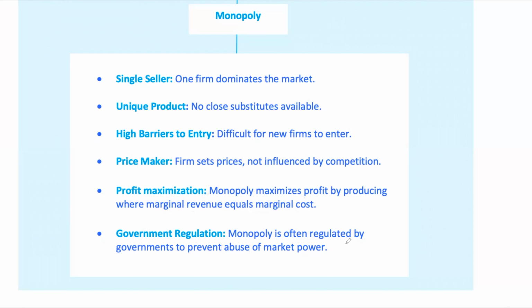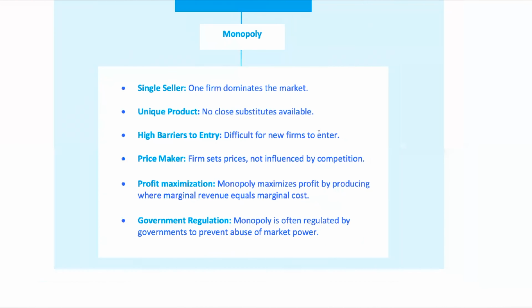Think of a local utility company providing electricity. The company is the only provider in the region, and it sets prices based on its costs and desired profit margins. Because it faces no competition, it can maintain high prices and earn substantial profits. However, regulatory agencies often oversee such monopolies to ensure they do not exploit their market power by charging excessively high prices or providing poor service.